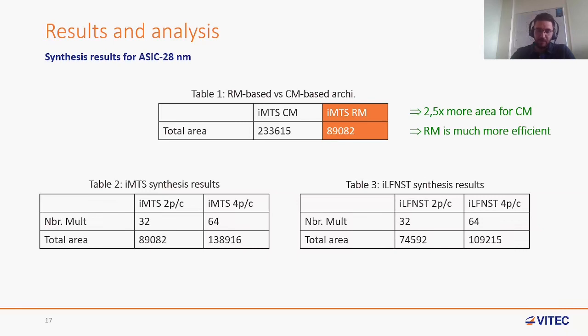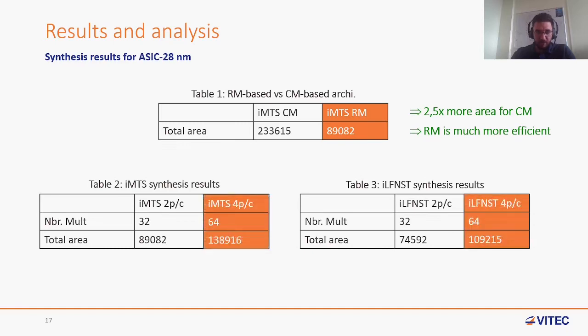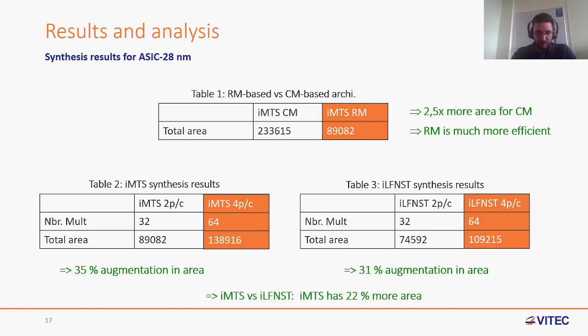We then synthesized the inverse MTS and the inverse LFNST for 2 different throughputs, 2 pixels per cycle and 4 pixels per cycle. As we can see in the tables, doubling the number of pixels per cycle ended up doubling the total number of multipliers. From an area perspective, the MTS has a 35% augmentation in area compared to the 2 pixels per cycle. The LFNST had a 31% augmentation in area. And now if we compare them against each other, we notice that the inverse MTS has 22% more area compared to the LFNST.